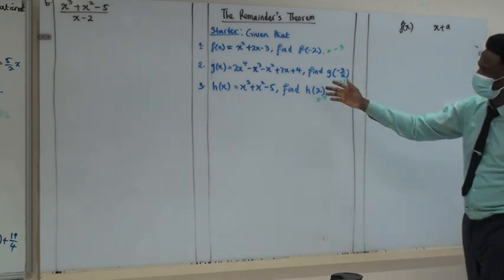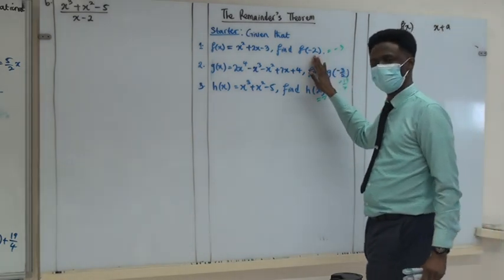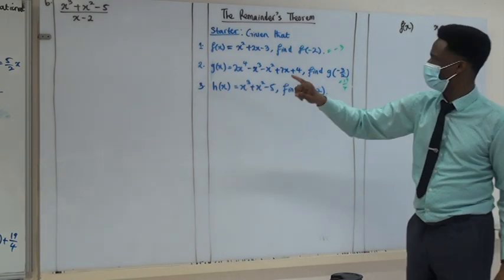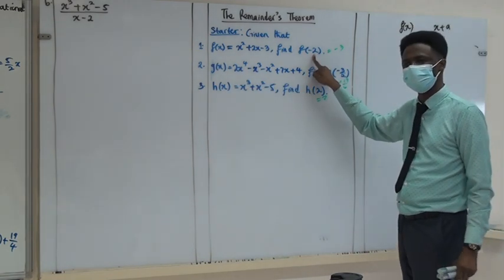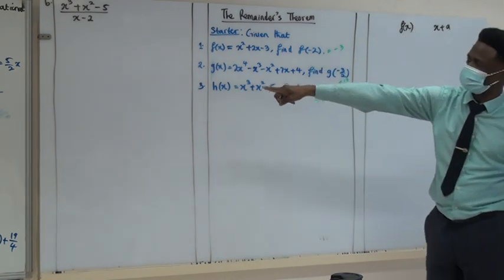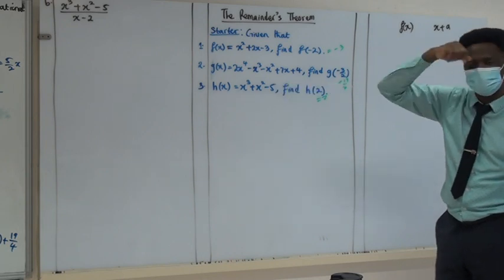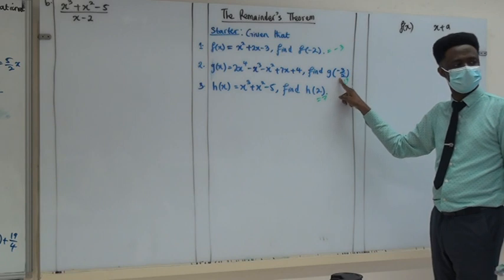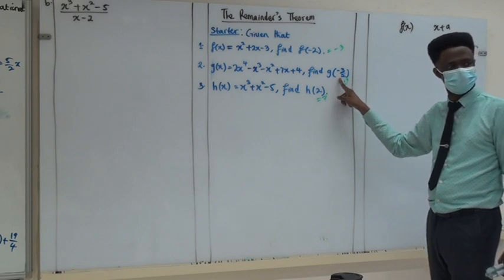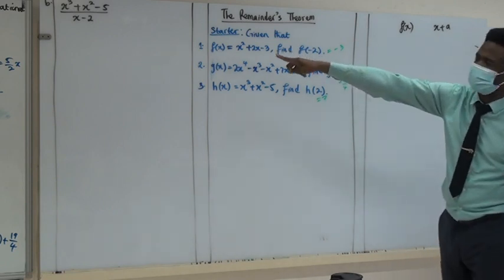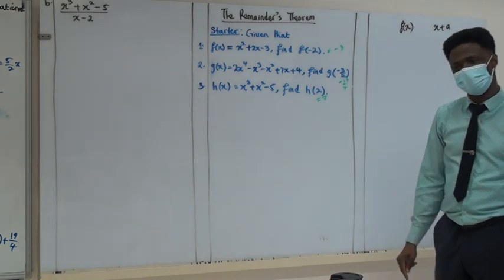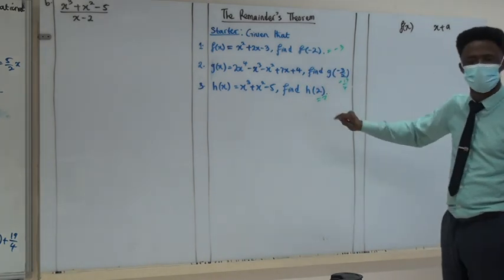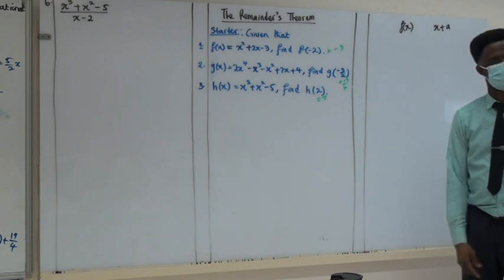And you can see that from here already. X plus 2 is equal to 0 gives this 2, this negative 2. When the divisor, 2x plus 3, is equal to 0, you get x is equal to minus 3 over 2. For the last one, when the divisor is equal to 0, you get x is equal to 2. You substitute. What you get is the remainder.